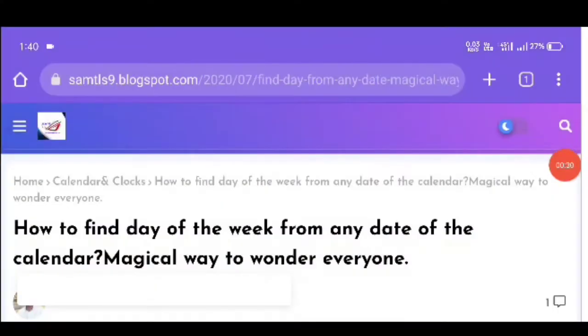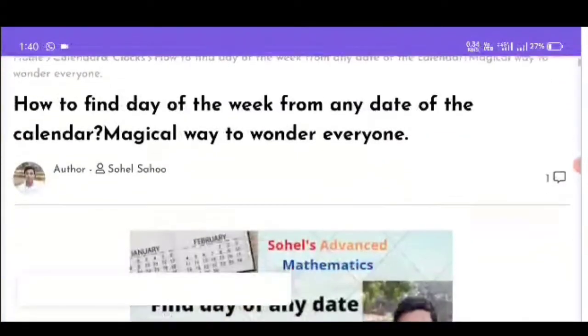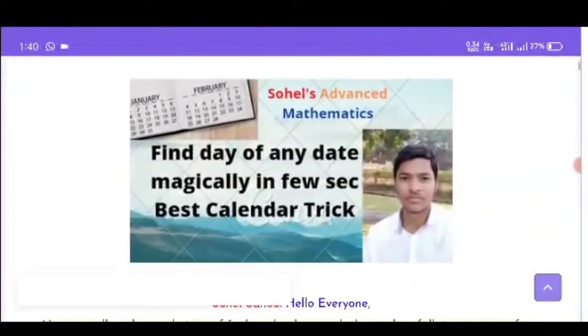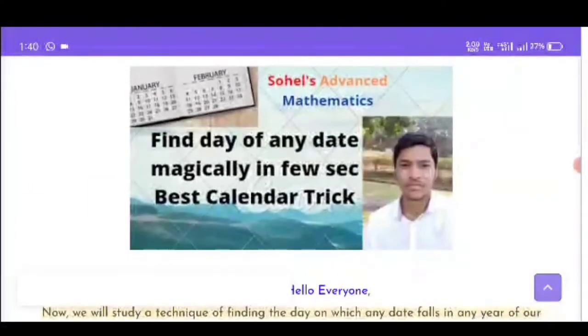So let's get ahead. You can Google my name Sohel Sahu, and there you can find my website Sohel's Advanced Mathematics, and this article is there: how to find the day of the week from any date of the calendar. It's a magical way to wonder everyone. It's actually a magical trick. And there is the template: Sohel's Advanced Mathematics, find the day of any date magically in a few seconds, based calendar trick.